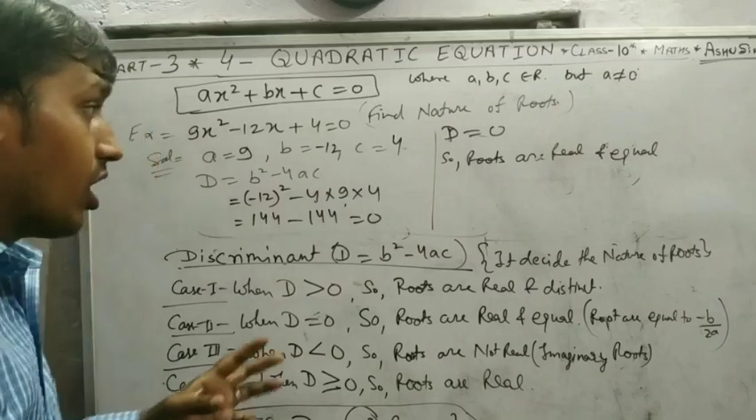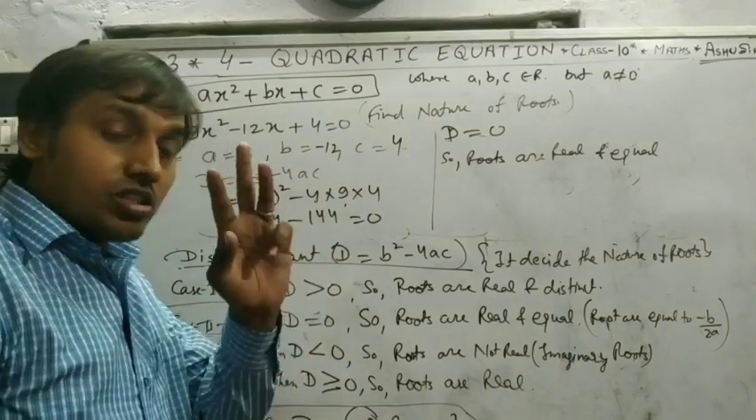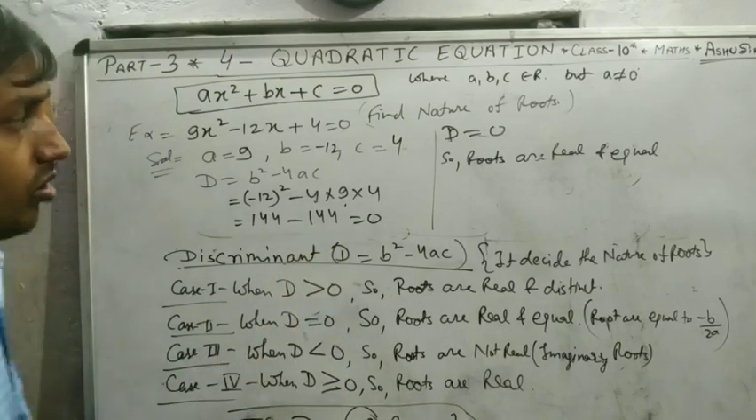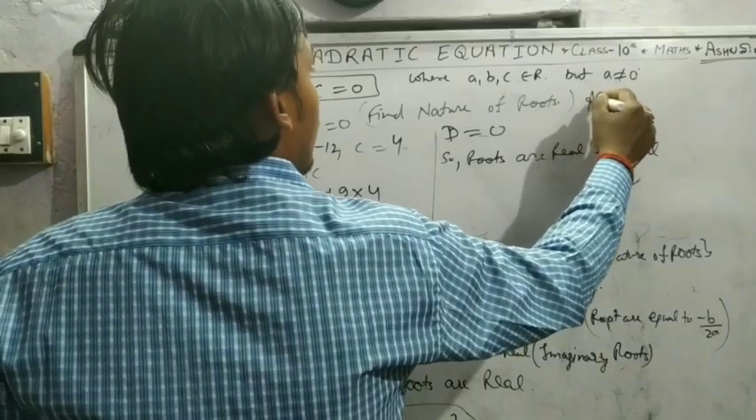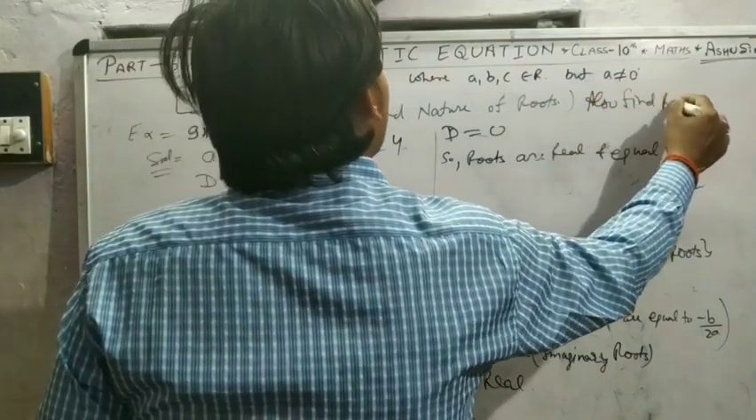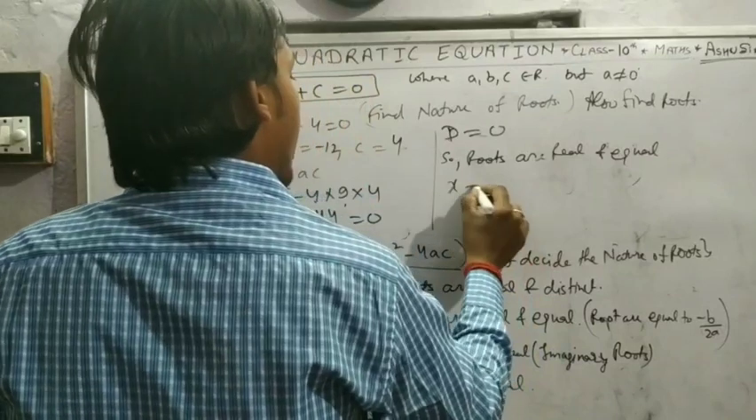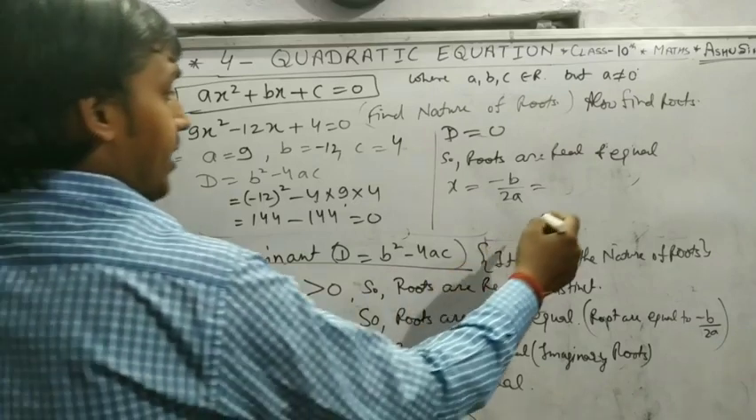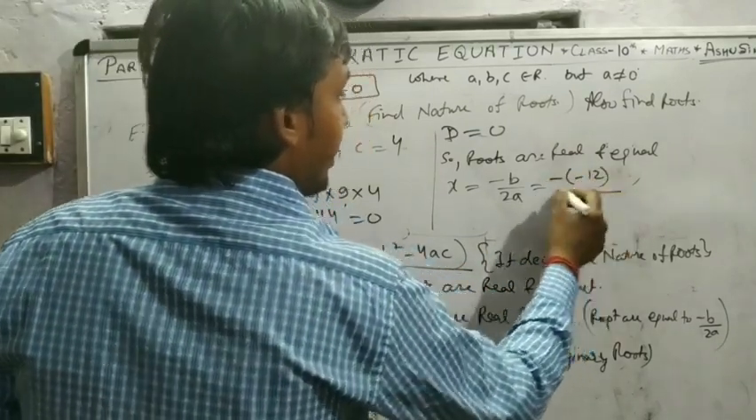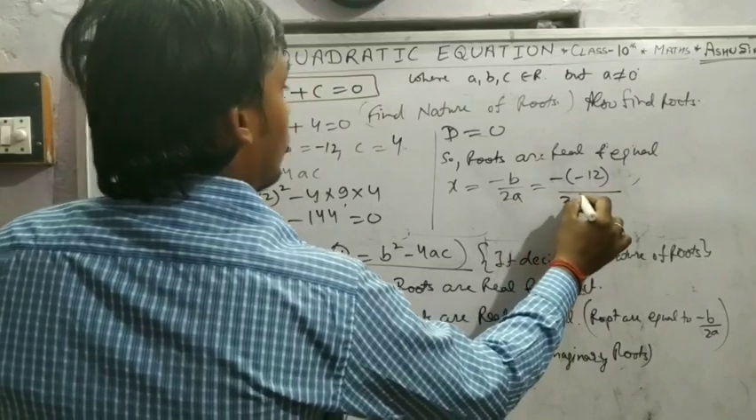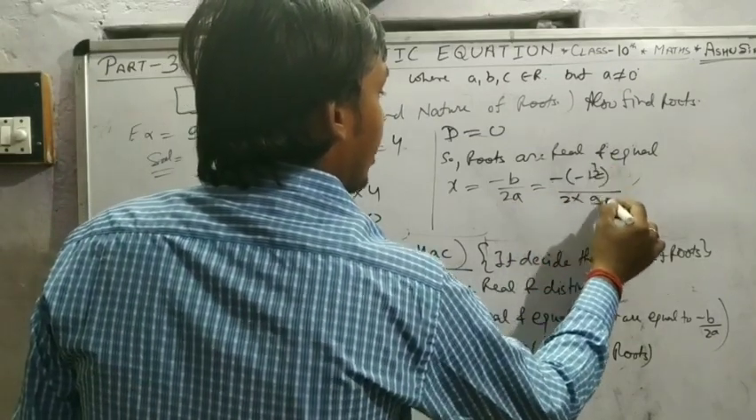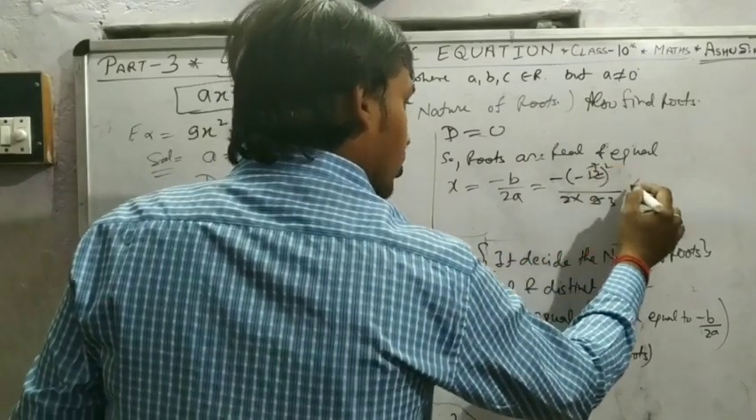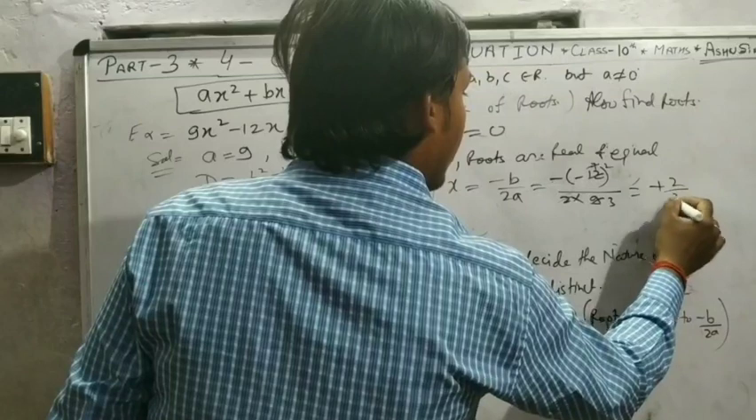How will the roots be? Real and equal means both roots are the same. You can find the roots also. Suppose the question is also to find roots. So x is equal to minus b upon 2a, that is minus b, minus b, minus b, over 2 into 9. 3 4 12, 3 3 9, 2 2 are 4. So minus minus plus 2 by 3.